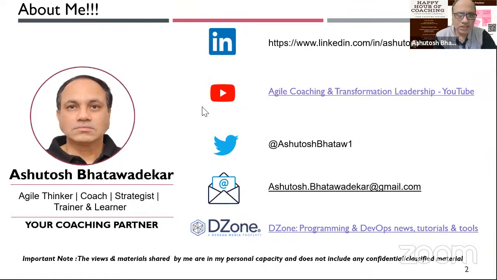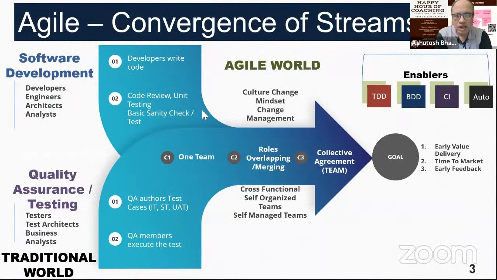So in today's session, as I said, we'll be talking about some of the agile practices. If you look at the pre-agile world, we had the software development team consisting of developers, engineers, architects, analysts, designers, etc. And then we had the quality assurance team. Our quality assurance team comprised of testers or test architects, business analysts, then test authors, etc. And that was what was happening in the traditional world.